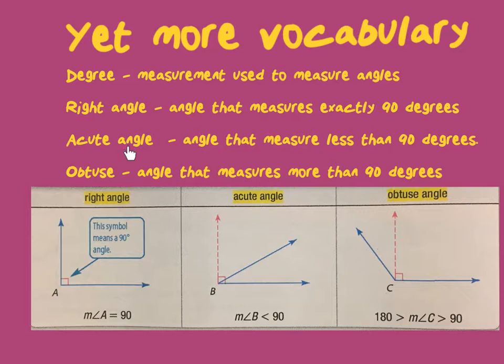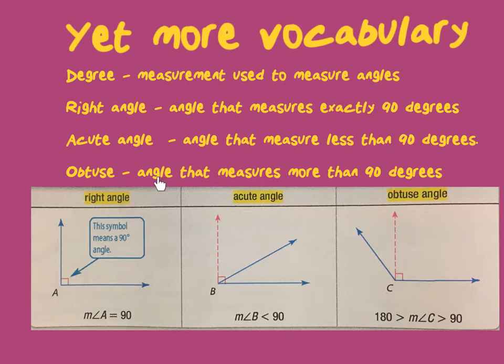An acute angle is an angle that measures less than 90 degrees. So acute angle, here we would have that this dotted pink line right here is a 90-degree angle with the bottom ray. And we have angle B, which is less than that. So angle B is less than 90 degrees, so it's an acute angle. It's a cute angle because it's little.